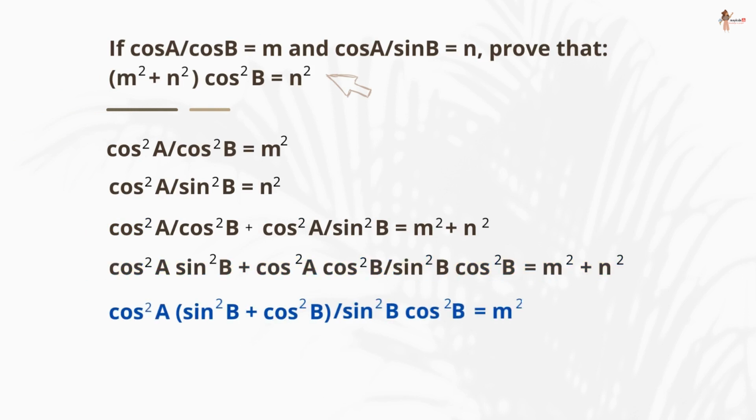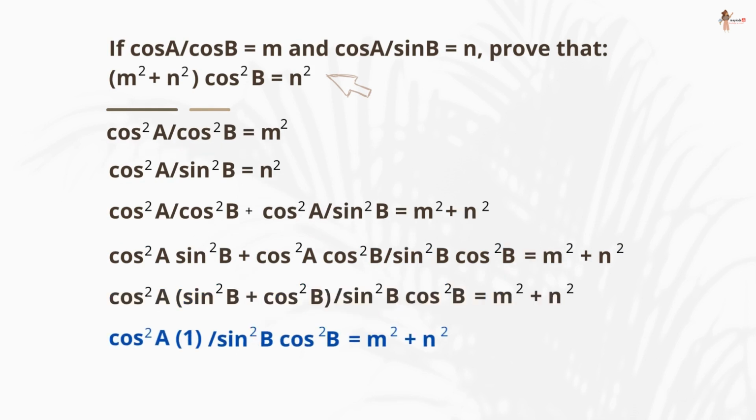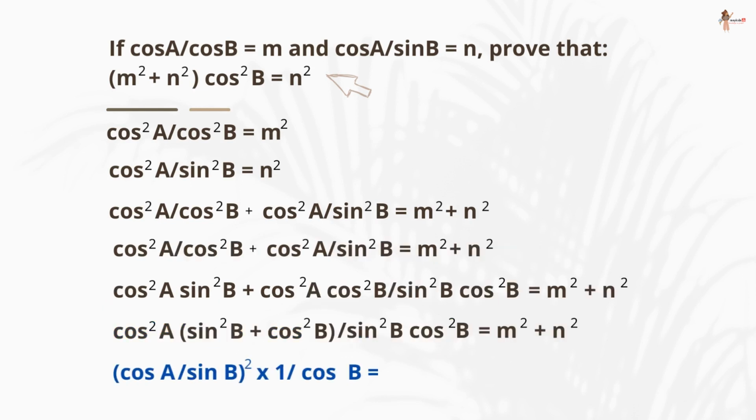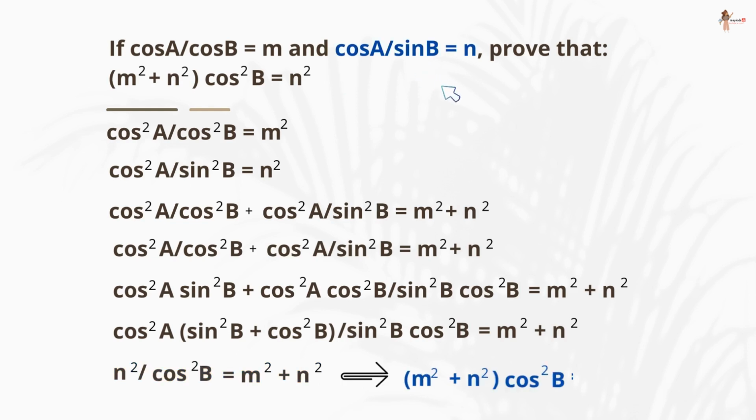Taking cos² A as common in the numerator, we get, now replacing sin² B + cos² B with 1. Now we know that cos A / sin B is n as given. Thus we get this and hence this, which is what we need to prove. Moving on to the next one.